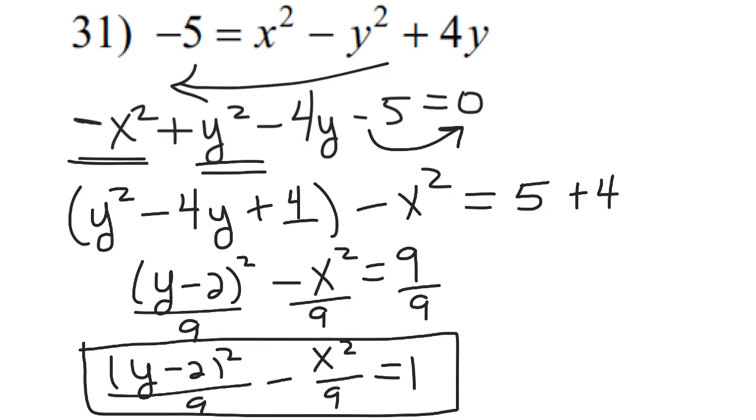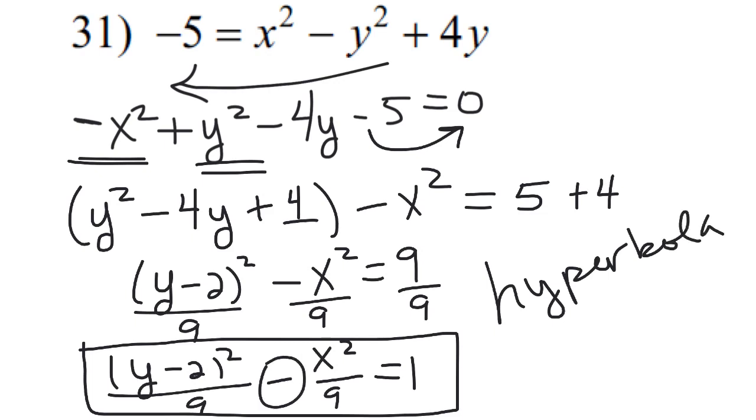Okay, so this is a hyperbola because of the minus. Now, if this was a plus, that would have been a circle, but it wasn't a plus, it was a minus, so that made it a hyperbola.